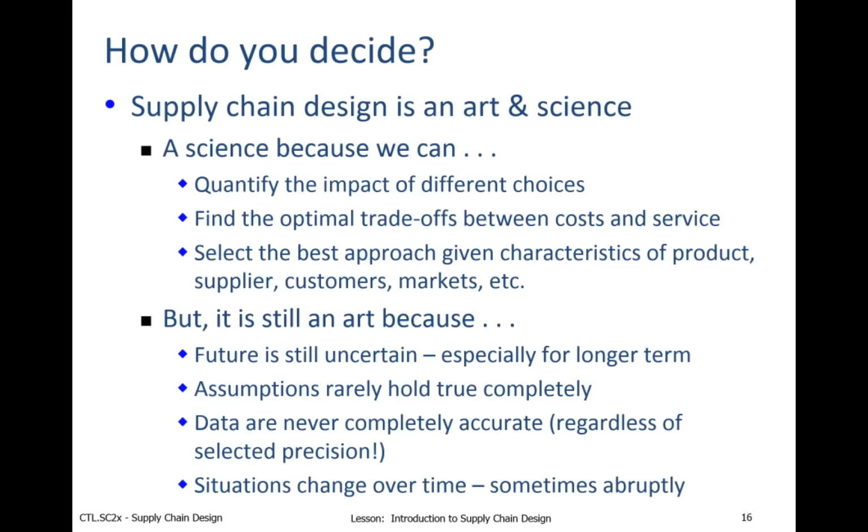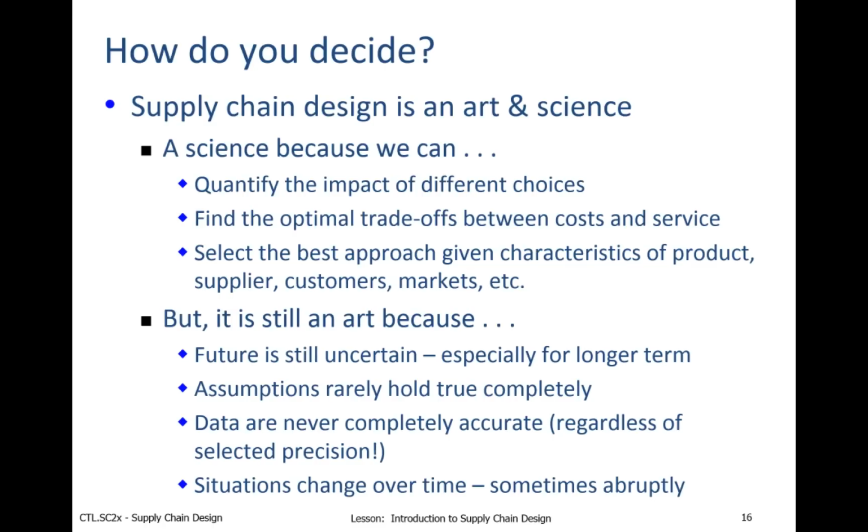So simply having 13 decimal places doesn't make a piece of data any more accurate. It might make it more precise, but it might actually make it overly precise for the level of accuracy that you have. So it could give a false sense of security. And we'll talk more about this. And finally, situations change over time, sometimes abruptly. So there'll always be an essence of art to this.